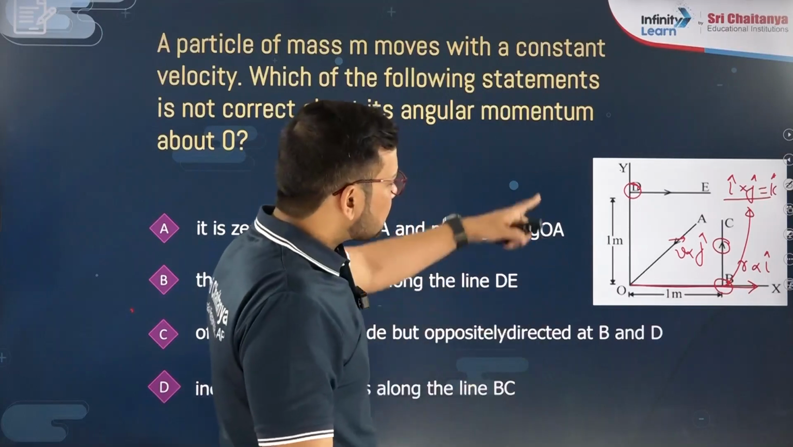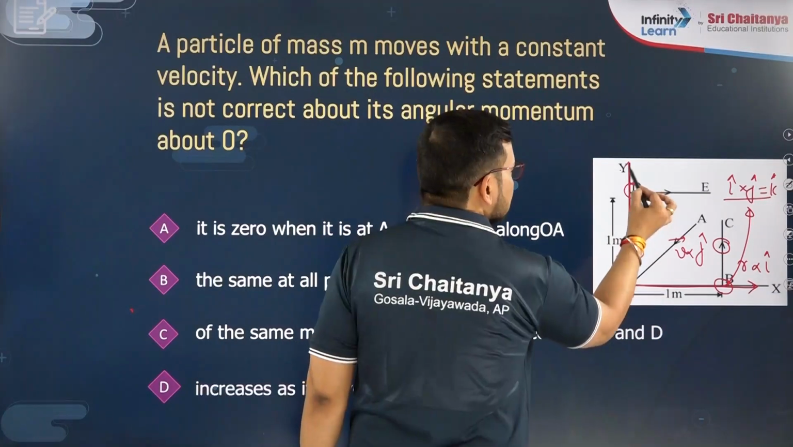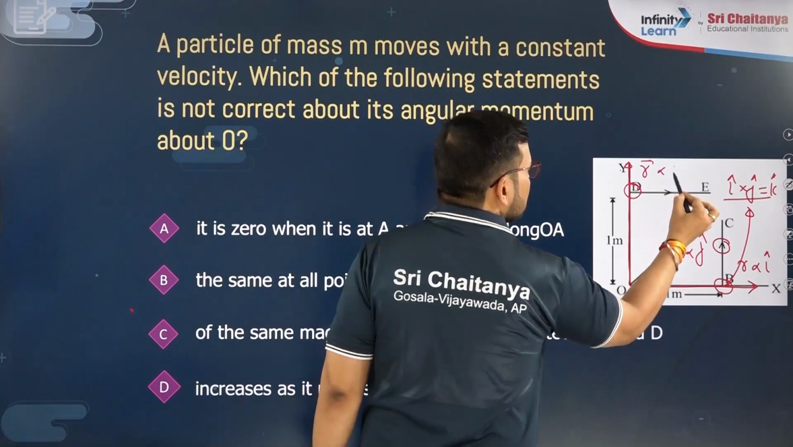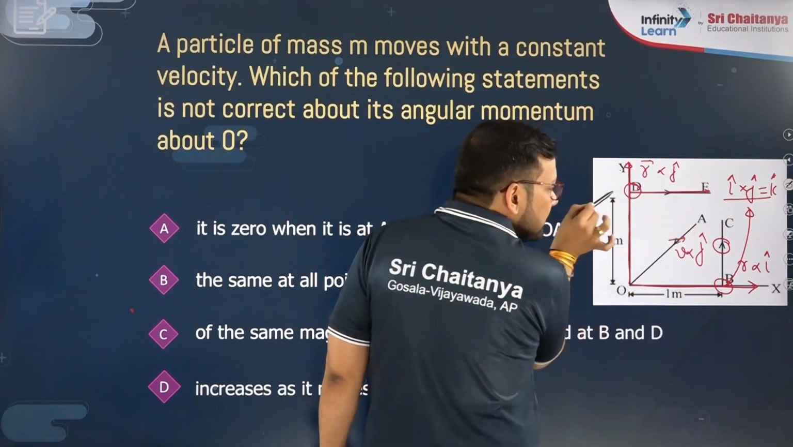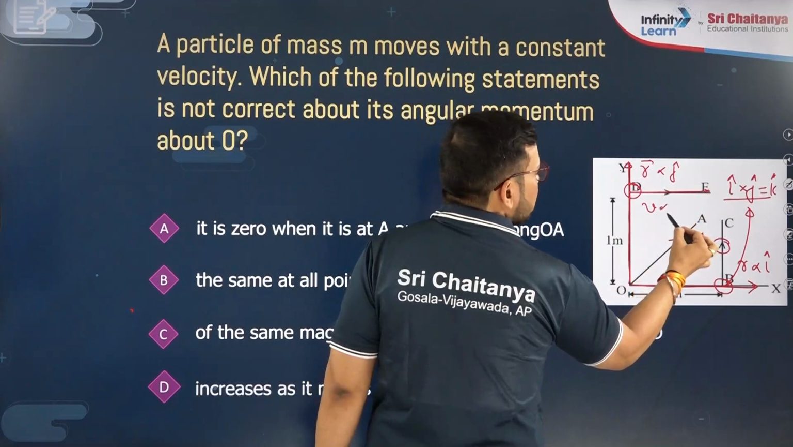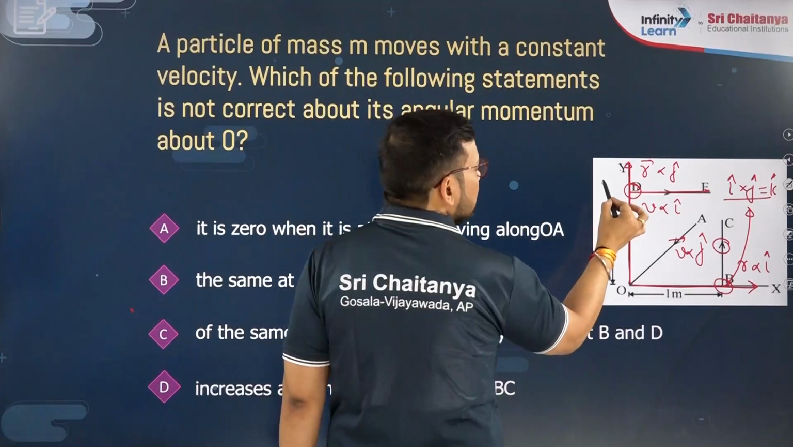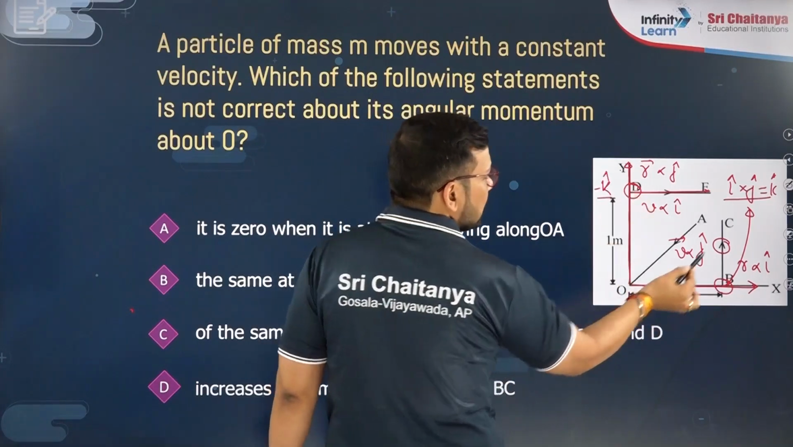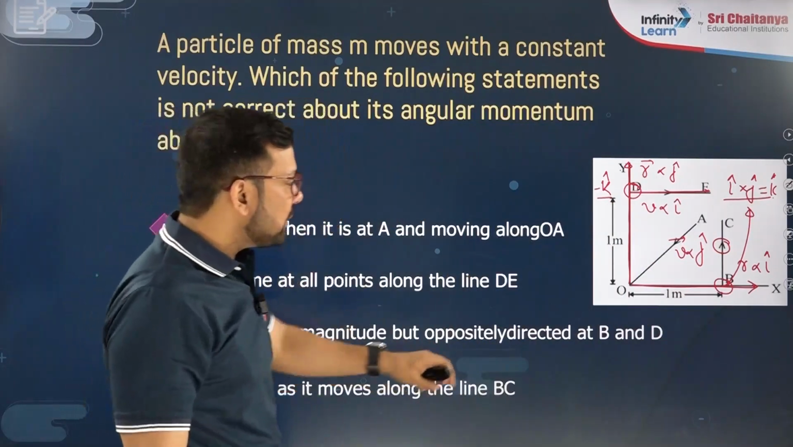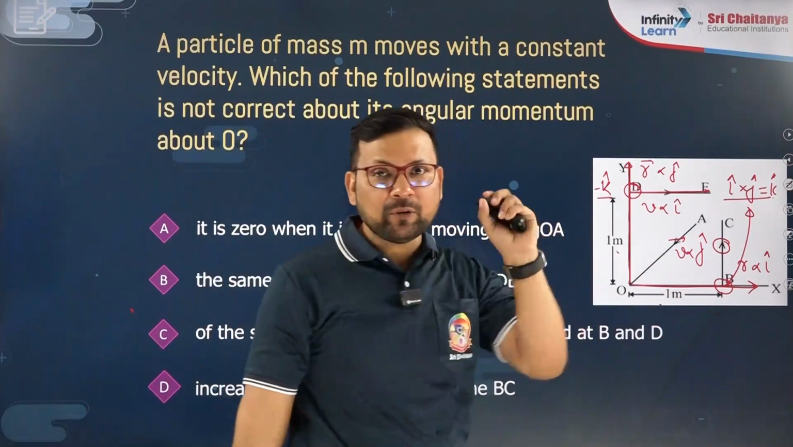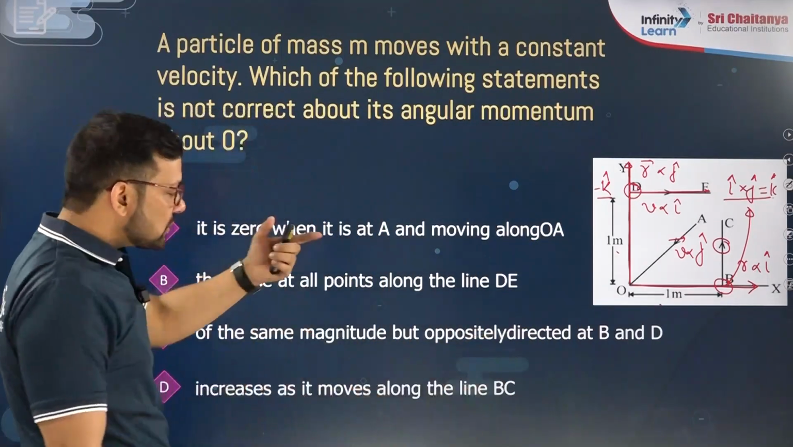Now the same I will discuss at D. At D, from O, the r is proportional to j cap, but the velocity, the momentum, is along the x-axis, so velocity is proportional to i cap. r cross v, j cross i, will be minus k cap. Obviously the directions k and minus k are opposite, but the magnitude will be the same because r perpendicular has the same length, 1 meter and 1 meter. It means magnitude same, direction opposite, that is also correct.